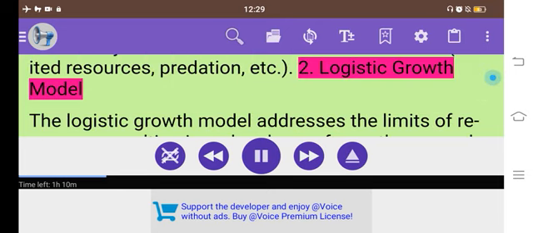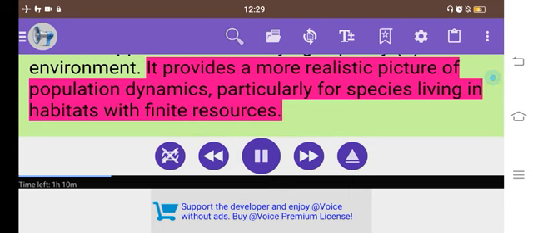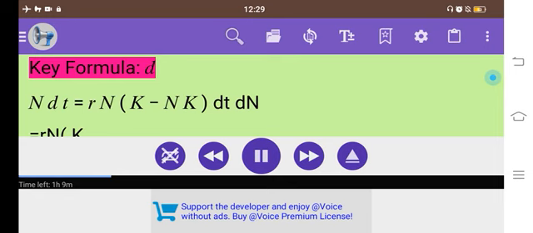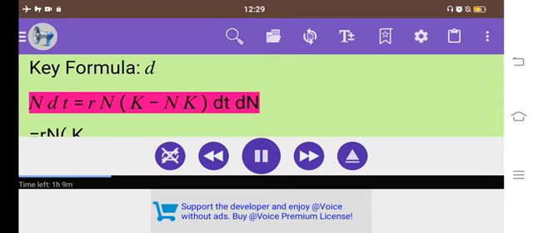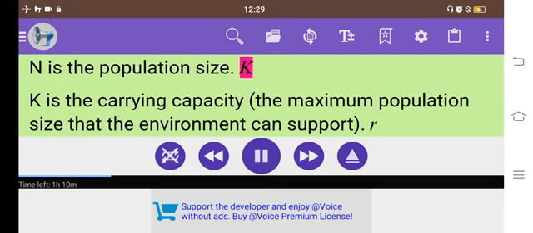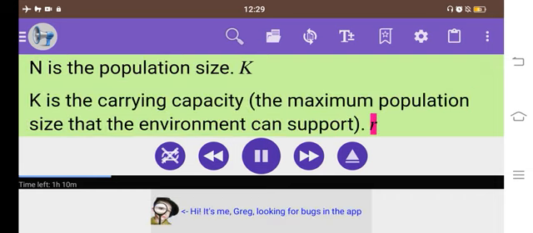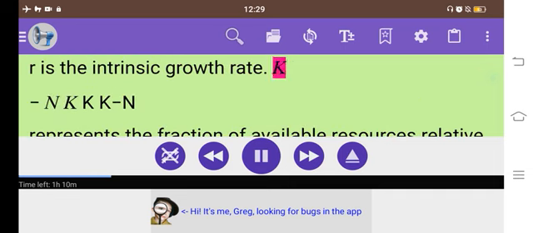2. Logistic growth model. The logistic growth model addresses the limits of resources, resulting in a slowdown of growth as population size approaches the carrying capacity K of the environment. It provides a more realistic picture of population dynamics, particularly for species living in habitats with finite resources. Key formula: dN/dt = rN(K - N)/K. N is the population size. K is the carrying capacity, the maximum population size that the environment can support. r is the intrinsic growth rate.